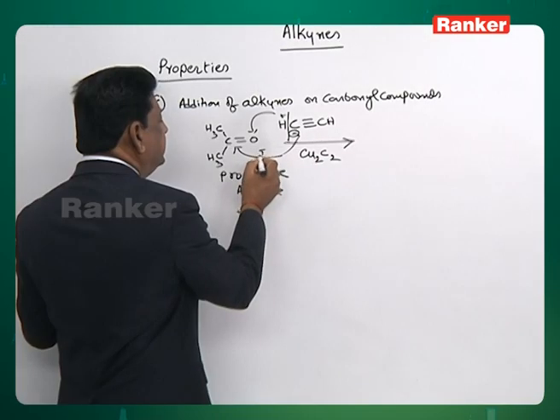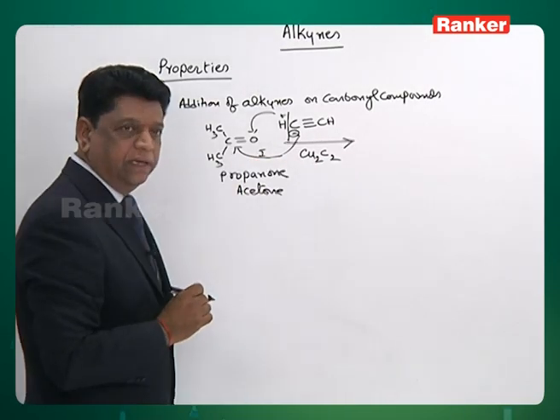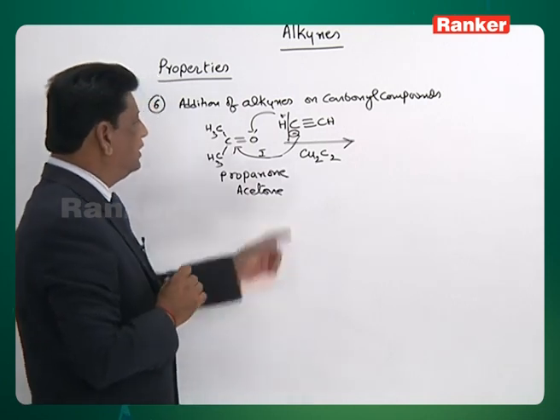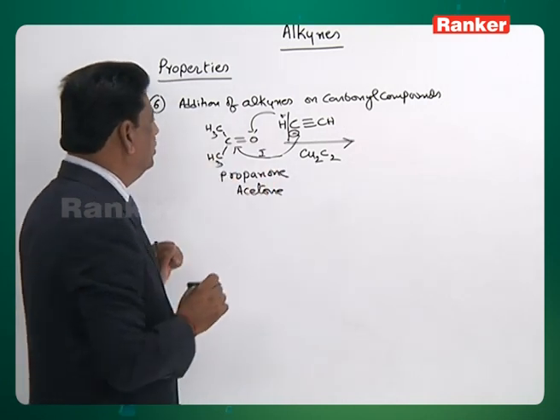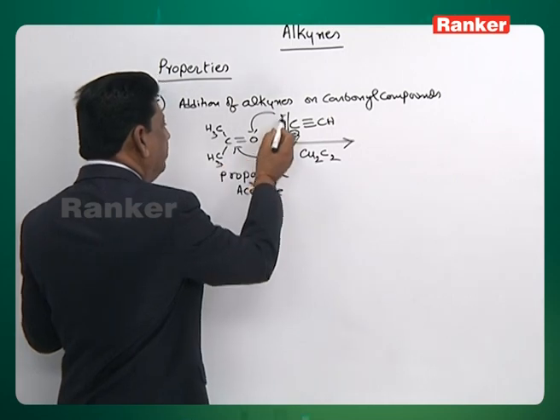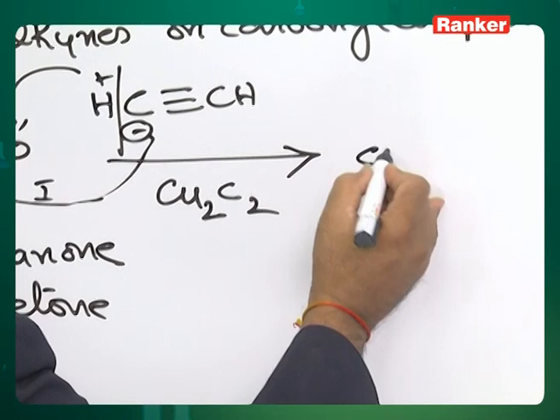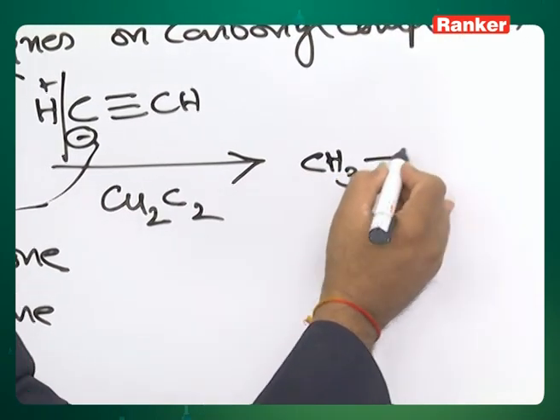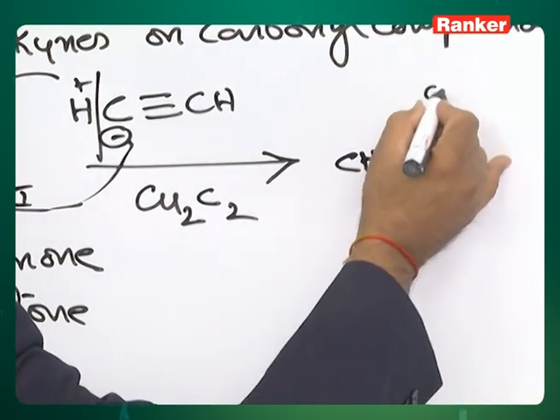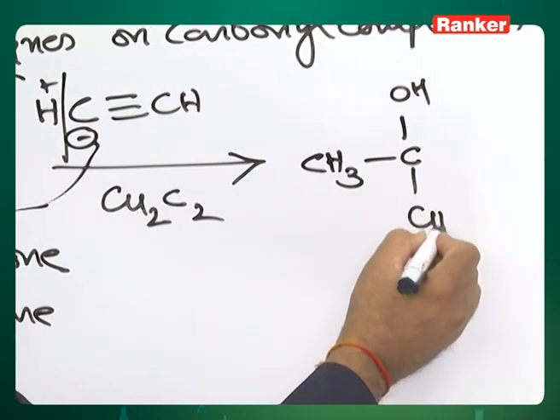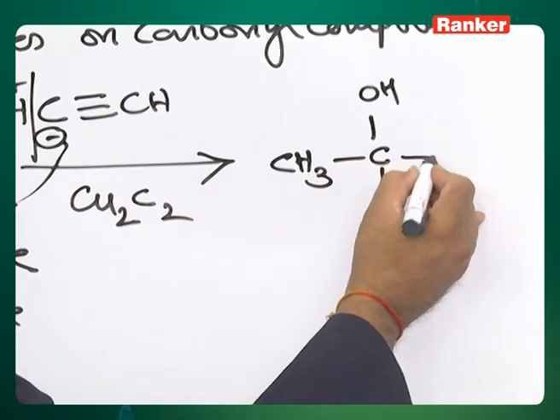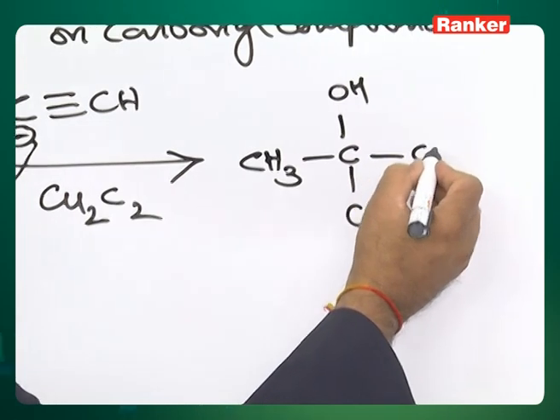However, first the nucleophile will be added, that is the nucleophilic addition reaction of a carbonyl compound. So the minus part is added here, followed by the plus. So the O will become OH. Let me write one methyl, the O I will write as OH, another methyl, then the continuation of this acetylene.